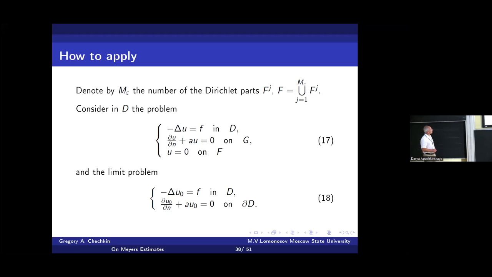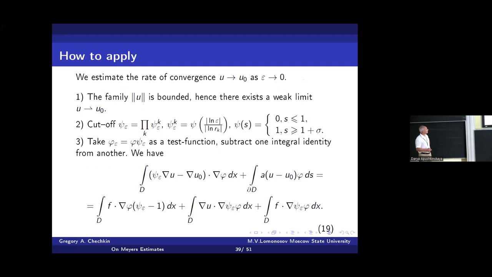We consider in our domain the problem. Just instead of Neumann, I put here the Robin condition, just for simplicity. That's for the coerciveness of the operator and the limit problem. Okay. Then I want to estimate the rate of convergence. So, first of all, it's quite easy to see that our family of solutions is bounded in the respective Sobolev space. We have this weak limit in this space.